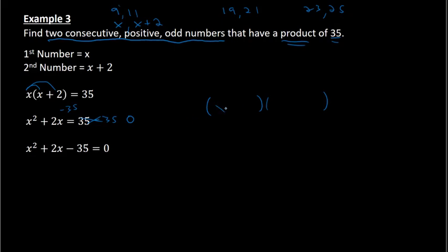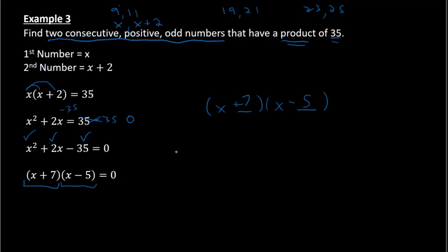So to get x squared, we would have x times x. And then we need two numbers that multiply to get negative 35 and would add to give me a 2. And that would be a positive 7 and a negative 5. That would multiply to get negative 35, and 7 plus negative 5 would give me 2 for the middle term. So that is how I factor this left side. Now that everything's being multiplied together, I can set each part equal to 0.